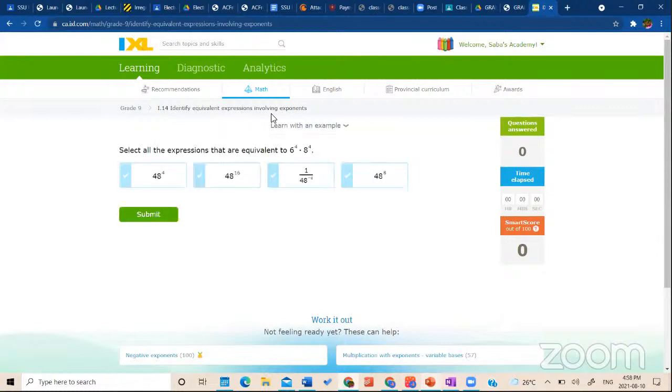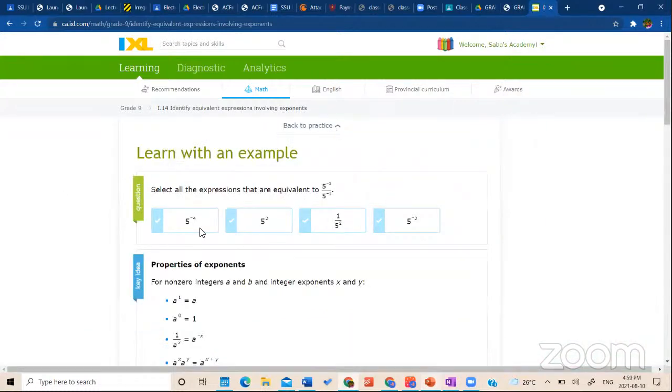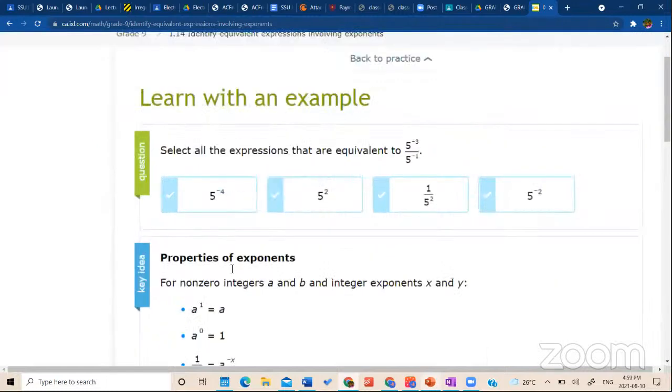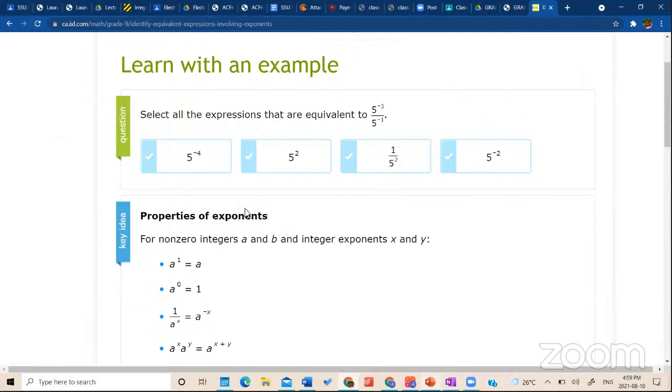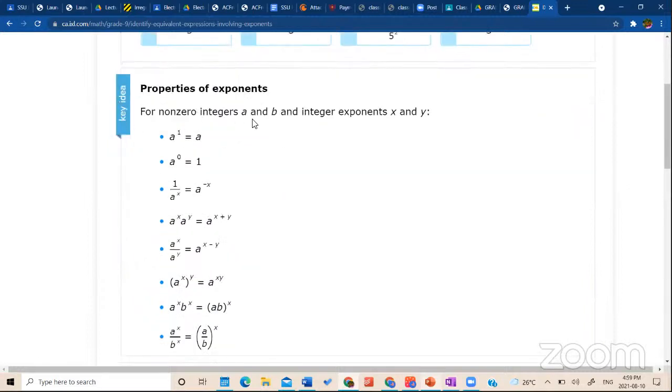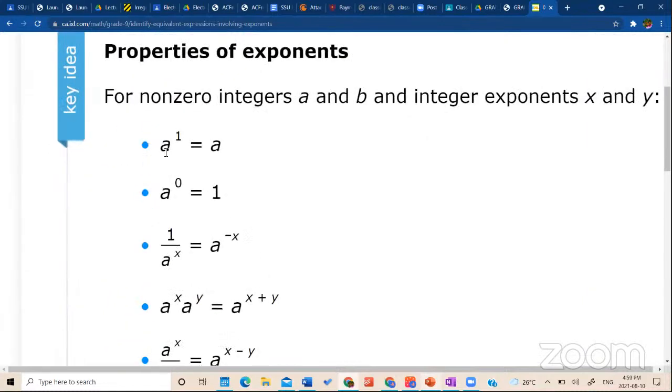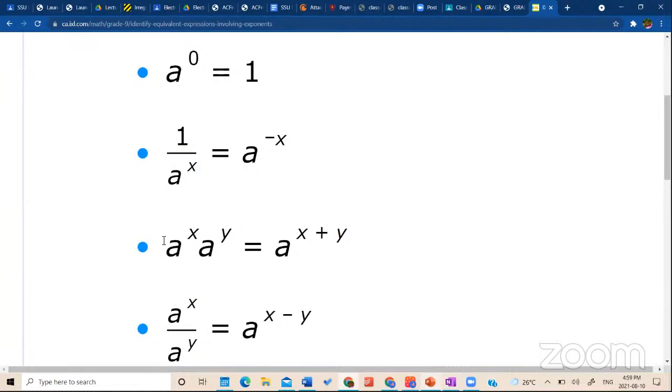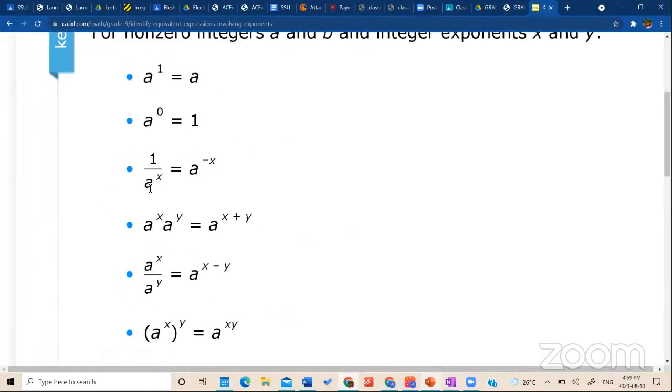Okay, so identify equivalent expressions involving exponents. There are lots of different ways you can write it sometimes. So for non-zero integers a and b and integer exponents x and y, this is showing you the rules using the base a. Any number to exponent 1 is the same number. Any number to exponent 0 is 1. This is a review of the rules. 1 over a to a positive exponent is equal to a to the same number but negative exponent.